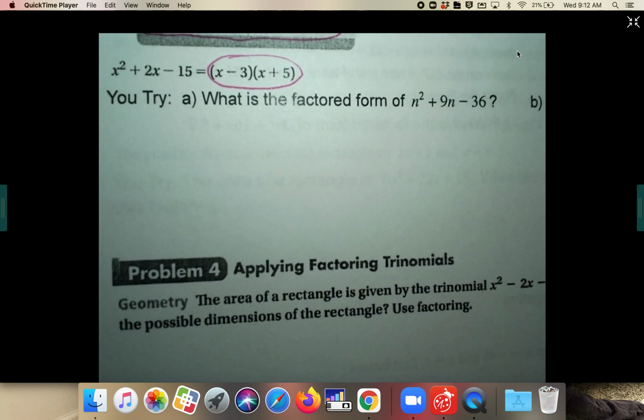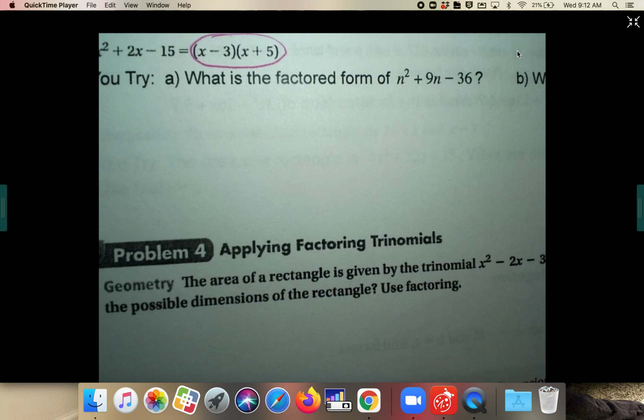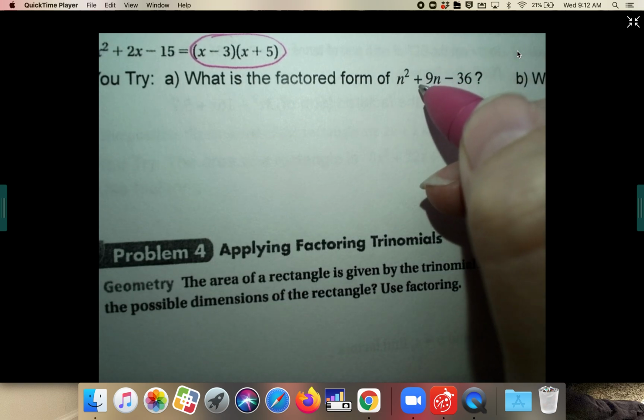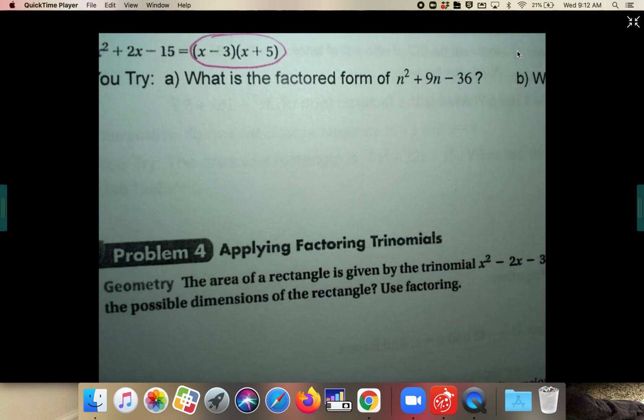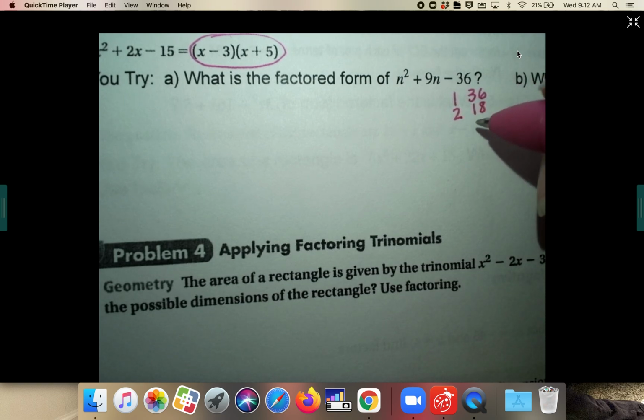All right, so let's try some. I know that I need to multiply and get a negative 36, and I need to add and get a positive 9. Okay, so let's list the factors of 36. 1 and 36, 2 and 18, 3 and 12, 4 and 9, 6 and 6. 6 times 6 is 36. I think that's it.